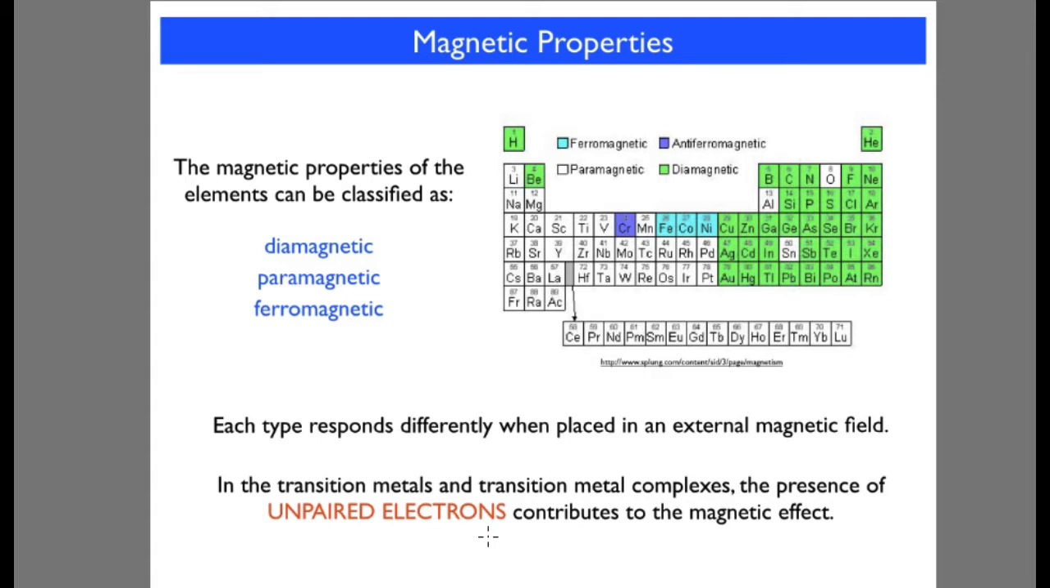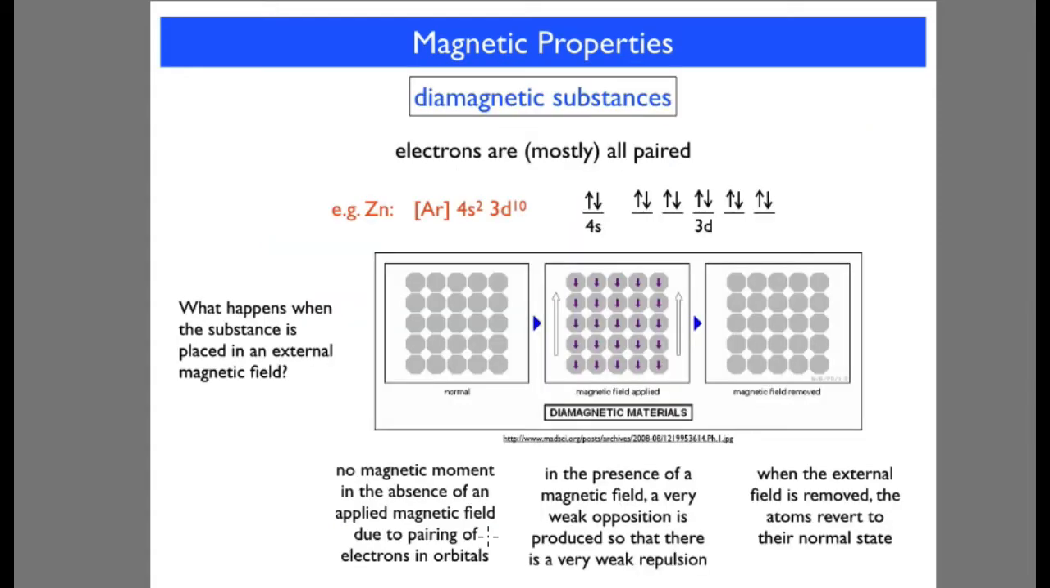In the transition metals and transition metal complexes, the presence of unpaired electrons contributes to the magnetic field. In diamagnetic substances, electrons are mostly all paired. A good example is zinc. So what happens when the substance is placed in an external magnetic field? Well, initially there's no magnetic moment in the absence of an applied magnetic field due to pairing of electrons in orbitals. Because they're all paired, there's no magnetic force produced by the paired electrons.